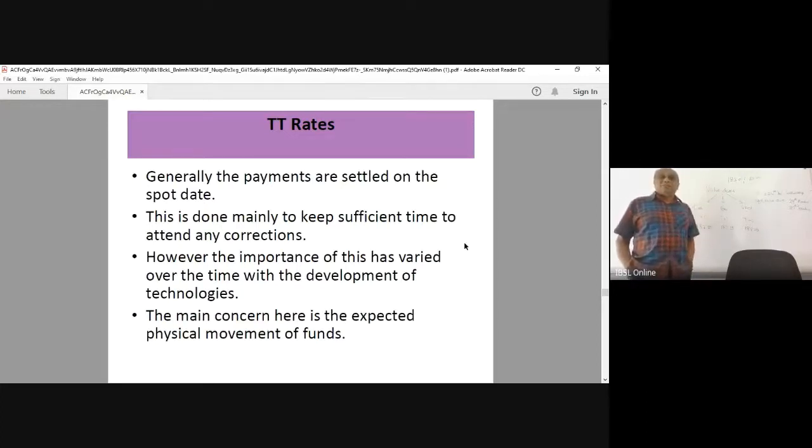However, the importance of this has varied over time with the development of technologies. The main concern here is the expected physical movement of the funds.